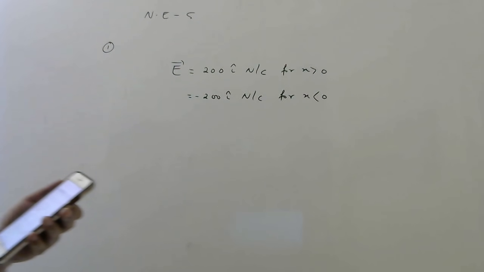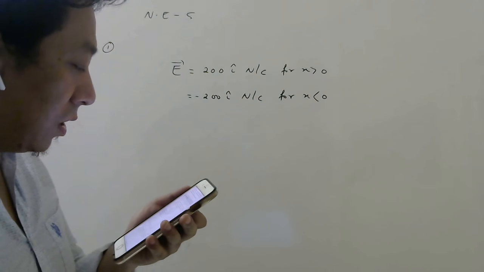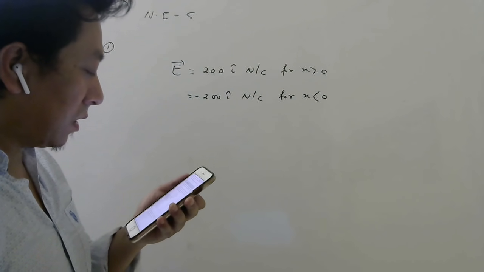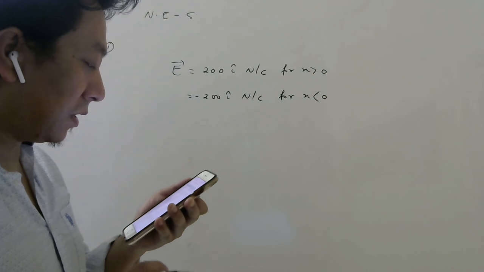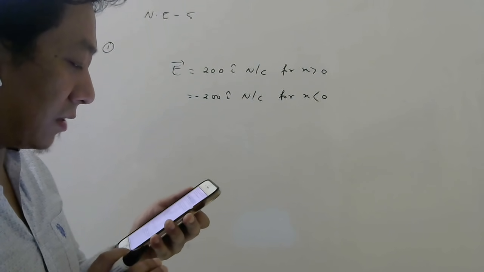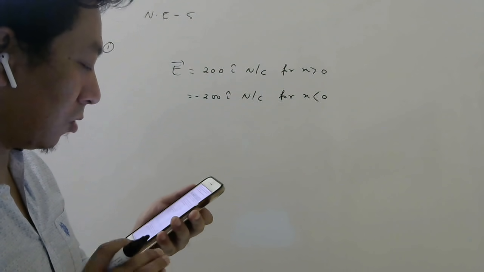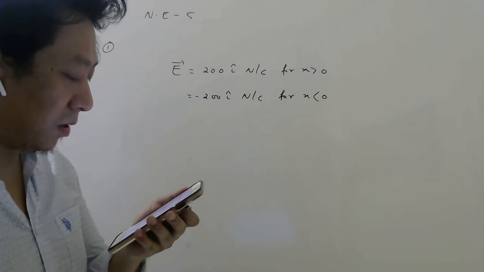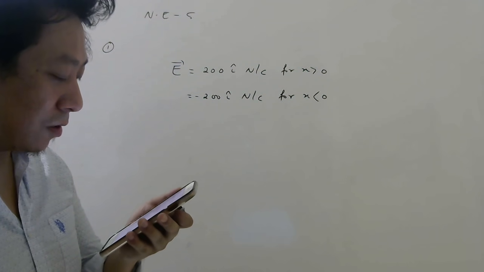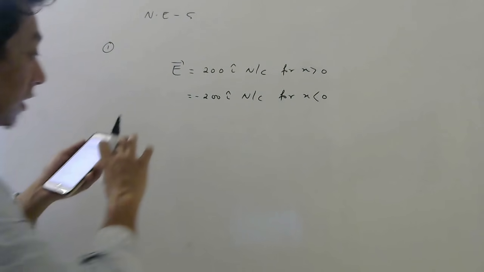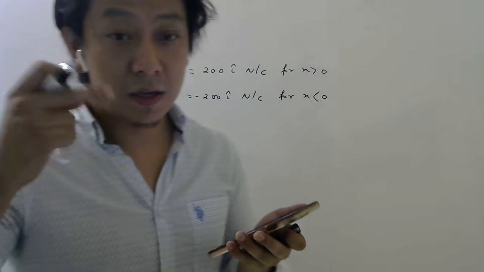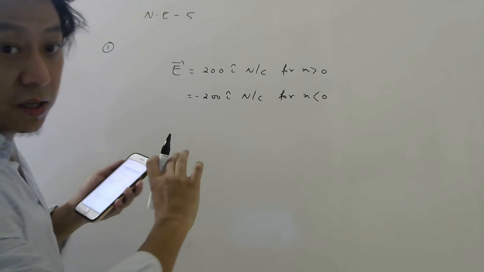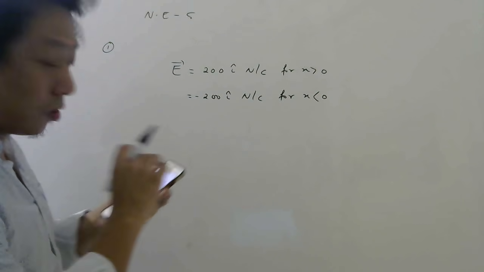A right circular cylinder of length 20 centimeter and radius 5 centimeter has its center at the origin and its axis along the x-axis, so that one face is at x equal to plus 10 centimeter and the other face is at x equal to minus 10 centimeter. Right circular means this end and the other end will have the same area. So the cylinder is kept such that its axis is on the x-axis.